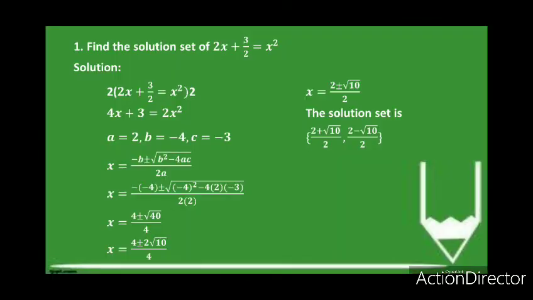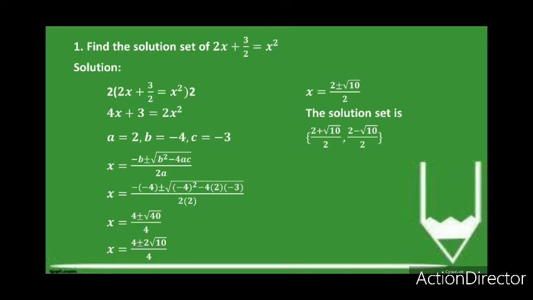Let's try a problem involving the quadratic formula. Number 1. Find the solution set of 2x plus 3 halves equals x squared. This equation is not factorable. We will simplify this equation in order to find a, b, and c. We will multiply both sides by 2 and the result will be 4x plus 3 equals 2x squared. We can already find the values of a, b, and c here. The value of a is 2, b is negative 4, and c is negative 3.